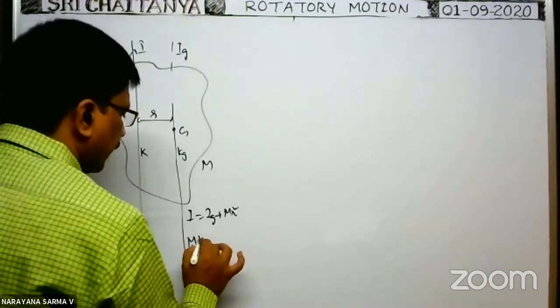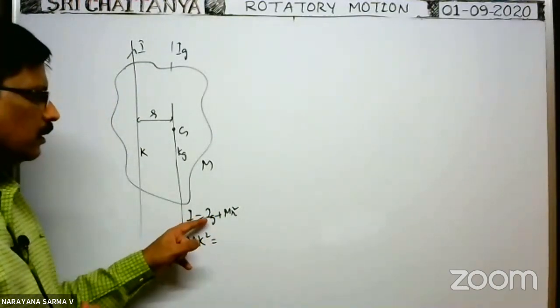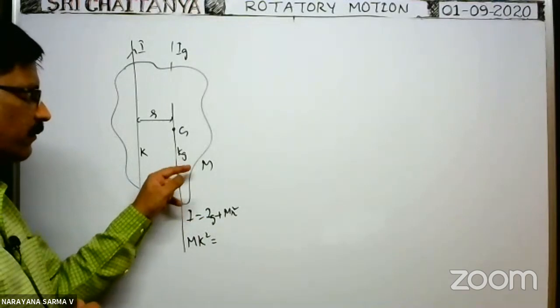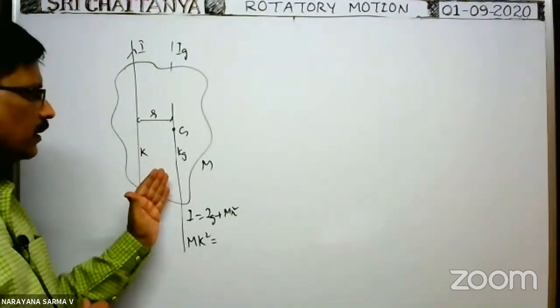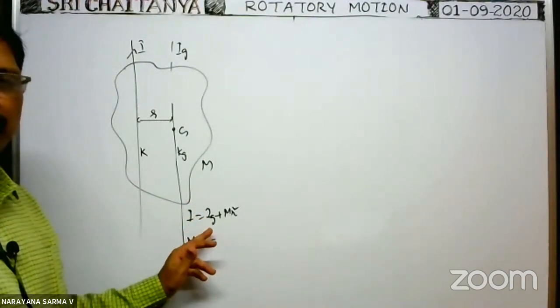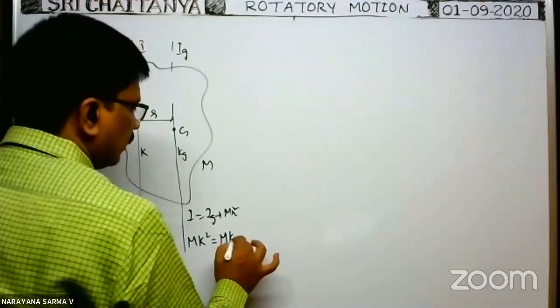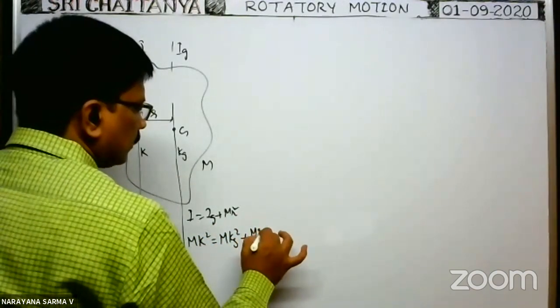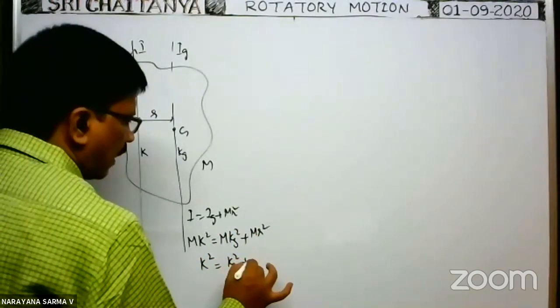So m into k square is equal to, how can we write the Iz value in terms of the radius of gyration of this body about the parallel axis passing through the center of mass? m into kg square. So m into kg square plus m into r square. So m can be cancelled, then k square is equal to kg square plus r square.